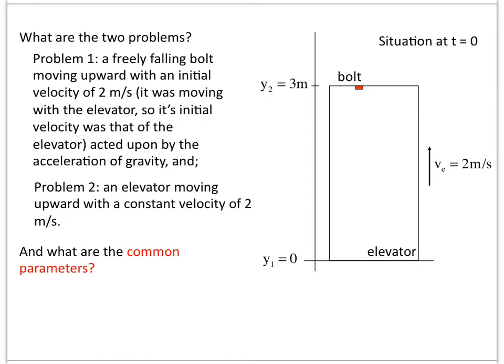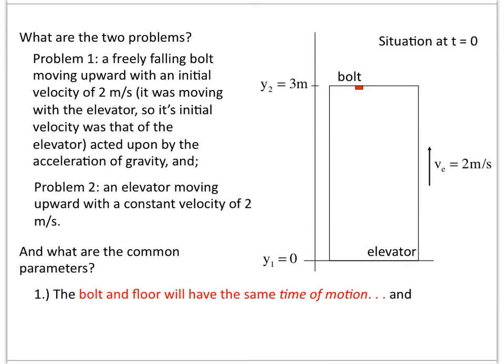I mentioned that there are common parameters. What are they? Well, the time that the bolt is in flight and the time that the floor moves, the distance we're interested in, that time of motion is the same in both cases. So that's a common parameter. And the bolt's coordinate and the floor's coordinate, when the two become y hit, that will be a common parameter. So we're going to do both these problems. We're going to do them individually, and then we're going to combine them using those common parameters.